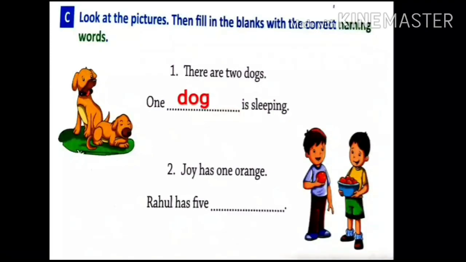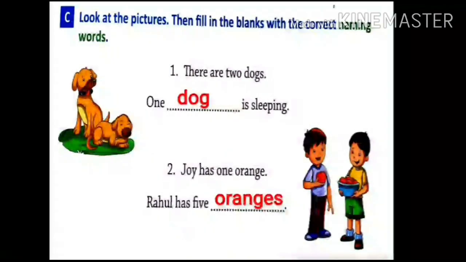Now look at the second picture. There are two boys. The name of one boy is Joy, and Joy has one orange. And the name of other boy is Rahul, and Rahul has 5 oranges. So at the end of orange you are going to write S. O-R-A-N-G-E-S, oranges.